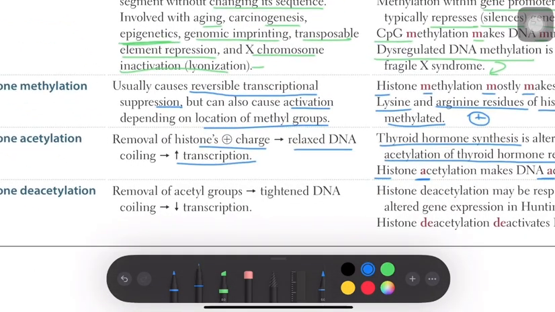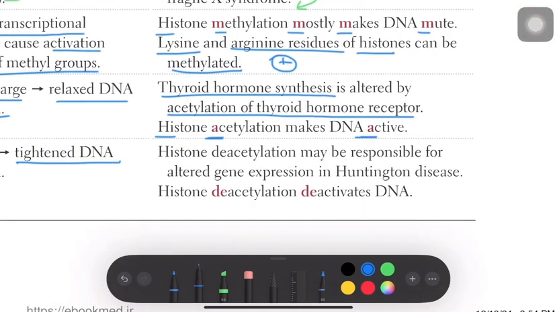Finally, we have histone deacetylation. So that is removal of the acetyl group. If you remove that acetyl group, DNA becomes more tightened, more wrapped closely. So you have decreased transcription. Histone deacetylation may be responsible for altered gene expression in Huntington's. So histone deacetylation deactivates DNA.